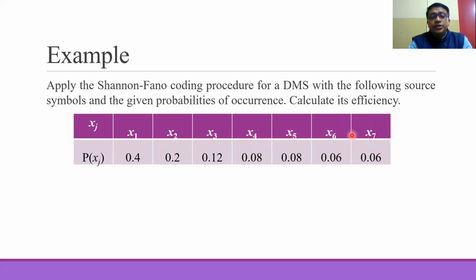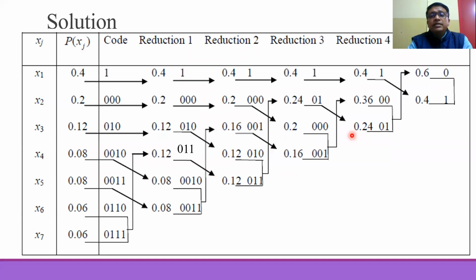So let us see how to do it. Here we can see the different probabilities arranged. The source symbols are arranged in order of decreasing probability, so the highest probability is on the top and the lowest one at the bottom. What was our second step? The second step was to combine the two lowest probabilities. These two are the lowest probabilities, 0.06 and 0.06. We combine them and it becomes 0.12. So 0.12 is higher than 0.08, 0.08, so that has to be reordered.